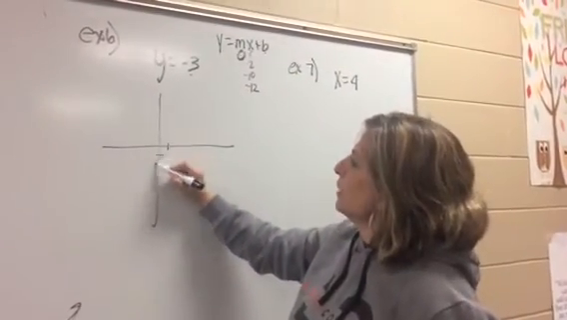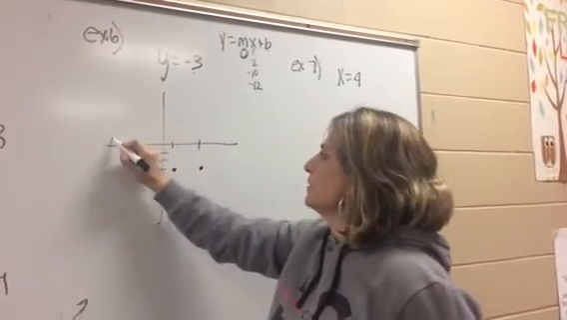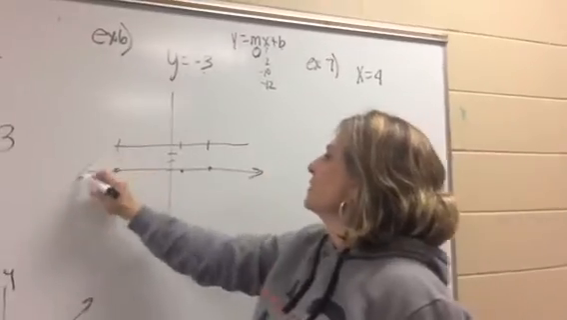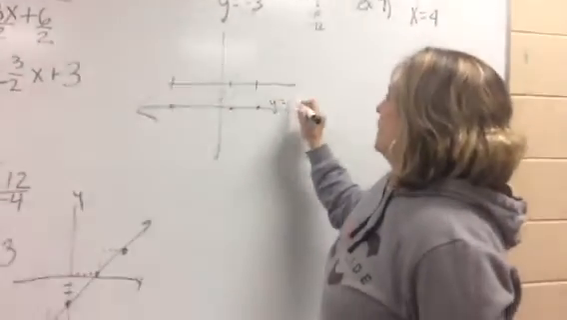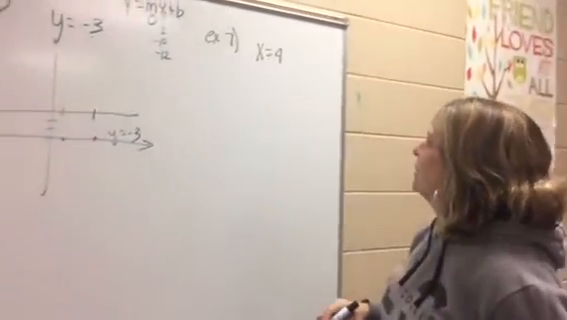So that means if x is 1, y equals negative 3. If x is 5, y equals negative 3. If x is negative 10, y equals negative 3. There you go. That's a slope of 0. That's my line, y equals negative 3. It's a horizontal line at y equals negative 3.